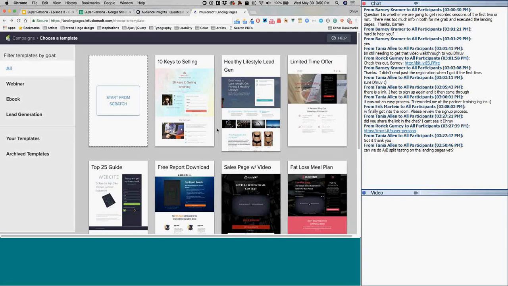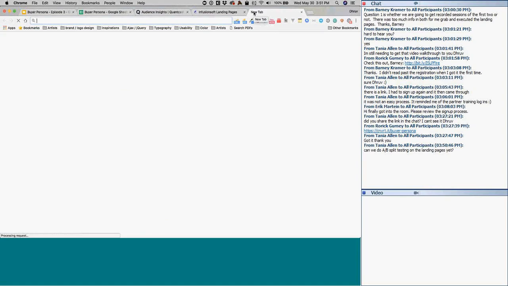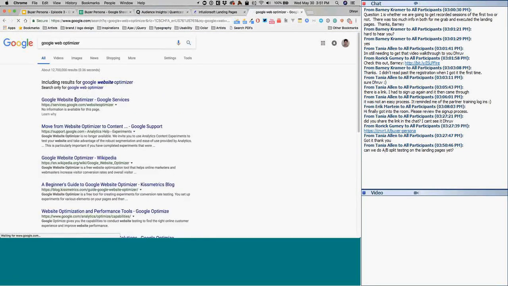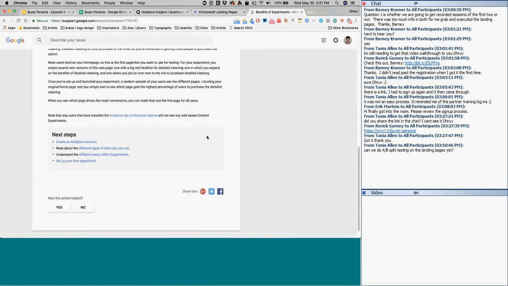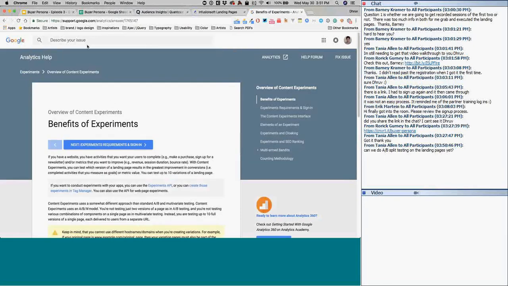Tanya, I think, just asked a question: can we do A/B split testing on the landing pages yet? The answer is no, not yet. However, if you want to run a split test right now on the landing pages, there is Google Web Optimizer, which is a script that you can get from Google, then add it to your web page, and you should be able to use this.